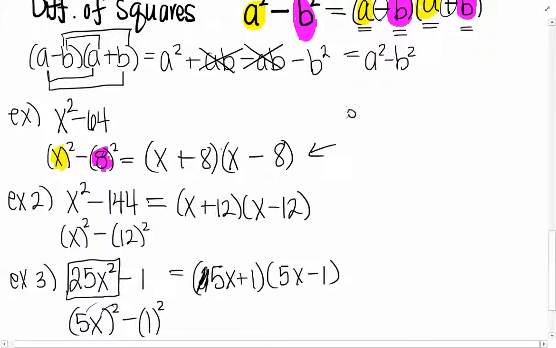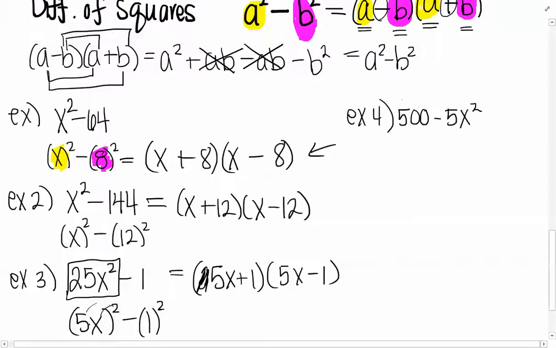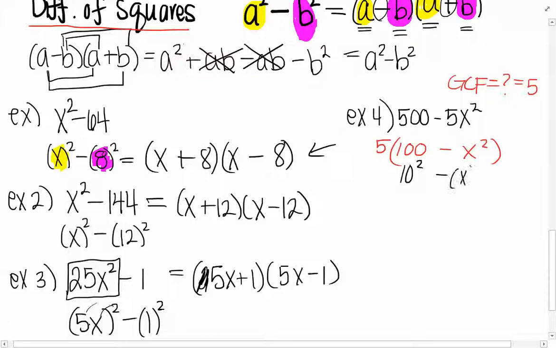Okay, I'm going to show you one more example. Let's do 500 minus 5x squared. So at first you may think this doesn't have squares, right? 500 is not a square, 5 is not a square. But the number one rule of factoring, I don't know if I've mentioned this yet, is always look for a GCF first. And in this case, it equals 5. If we can take the GCF out first, what we're left with may be of the type we're thinking it is, so difference of squares. And it is, because 100 is a square of 10, and x squared is x squared.